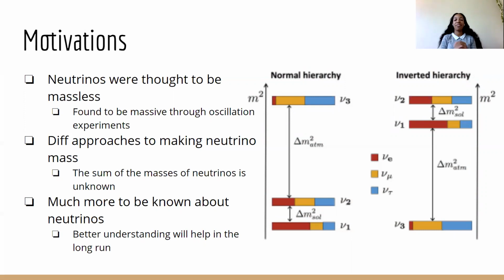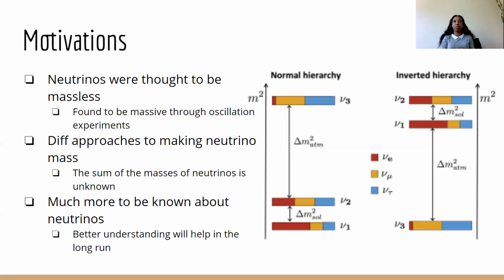So let's talk about a funny little particle called neutrinos. They were originally thought to be massless, but through oscillation experiments, they were found to actually have mass. And there are different approaches to measuring neutrino mass. As of right now, there are 3 known flavors of neutrinos, and the sum of these different flavors is currently unknown. And generally, there is just more to be known about neutrinos.